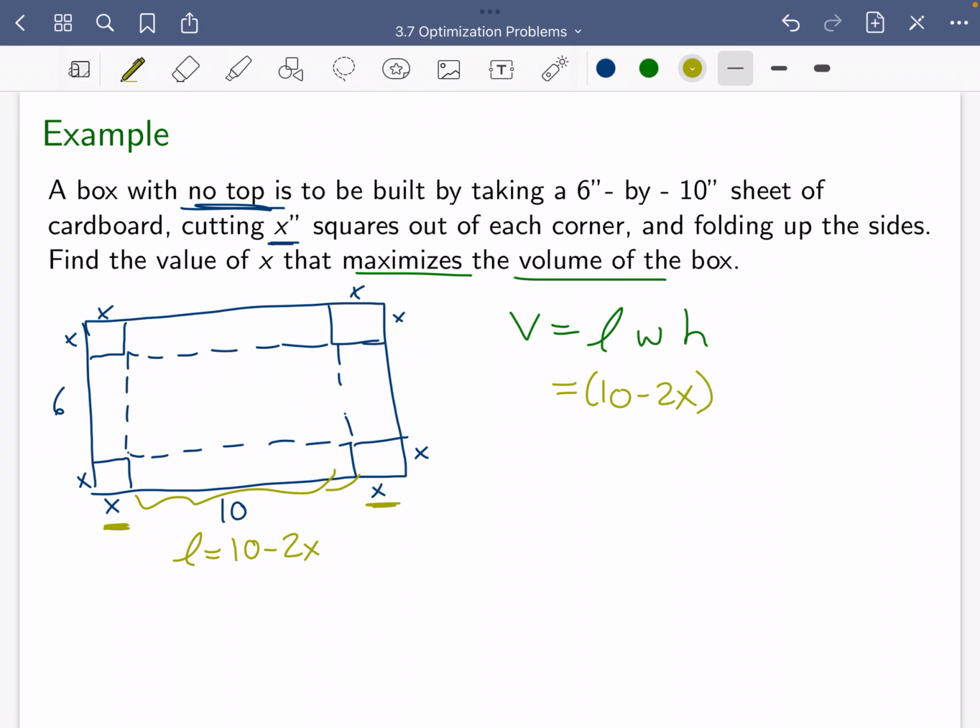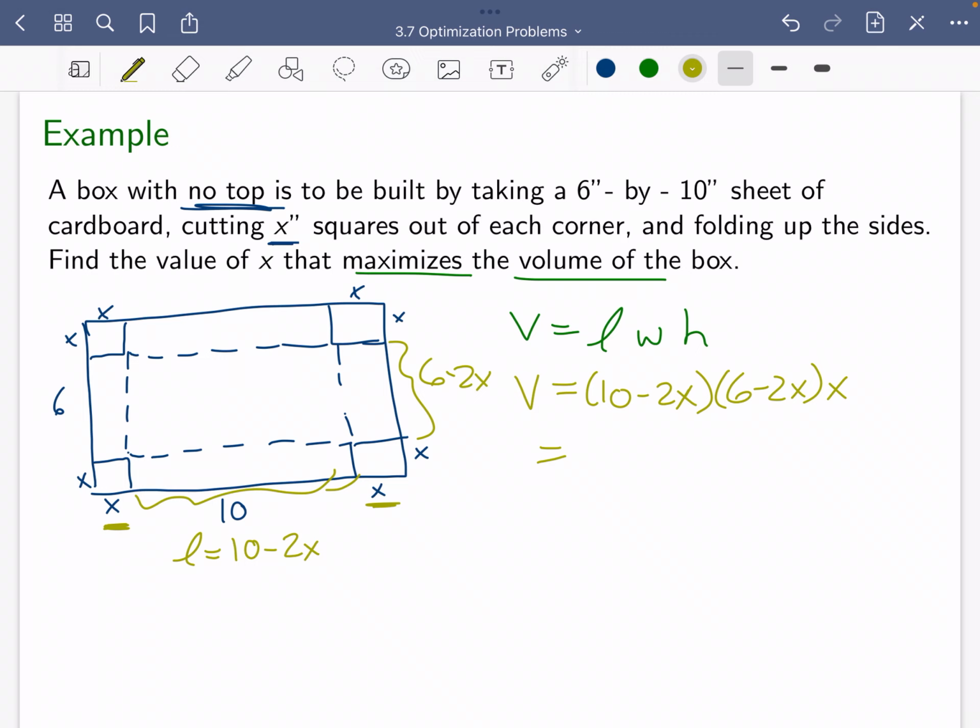What is the width of our box? Well, the width is going to come from here. So it's not this whole length of 6. It's going to be 6 minus 2x. That will be our width. And what is the height? Well, the height is going to be just that value x itself. So that is the volume that we are looking to optimize.